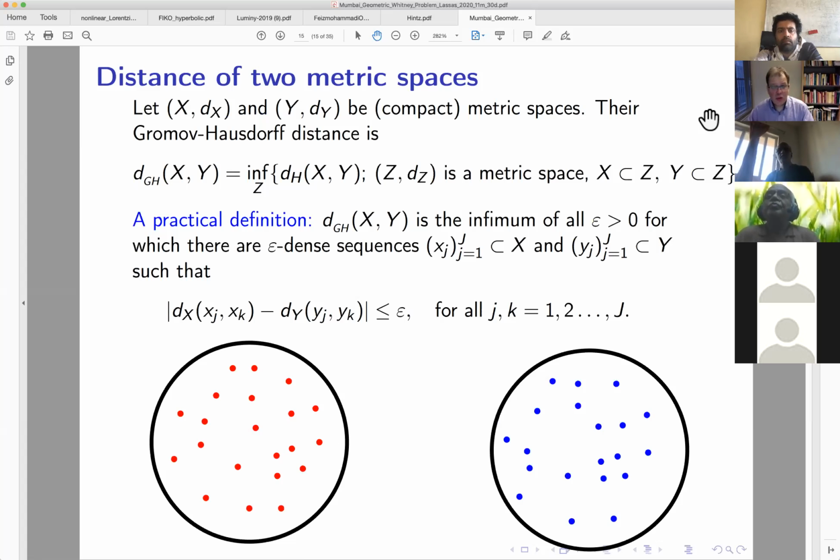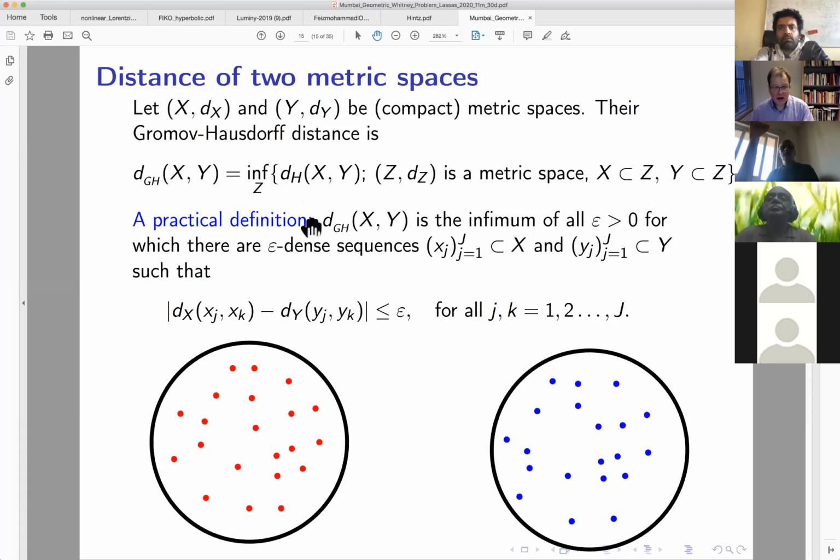So let us assume that we have two compact metric spaces, X and Y. And then there's a fancy definition of the Gromov-Hausdorff distance, where we take the infimum over all metric spaces Z such that both spaces X and Y can be isometrically embedded into the larger metric space Z. And in this metric space Z, we have a well-defined Hausdorff distance. The infimum of all these Hausdorff distances over the larger metric spaces Z is the Gromov-Hausdorff distance. So it looks very nice.